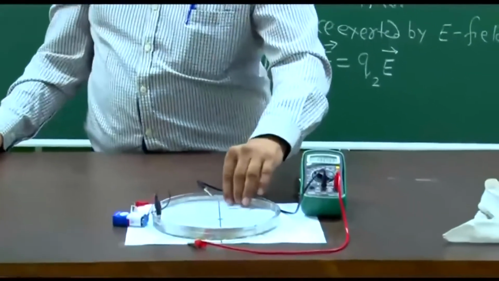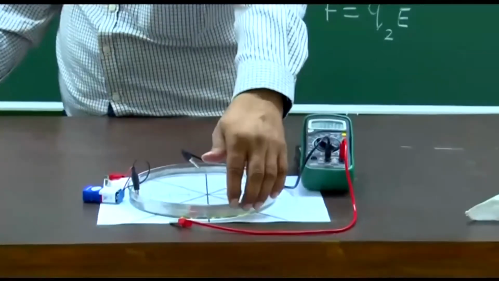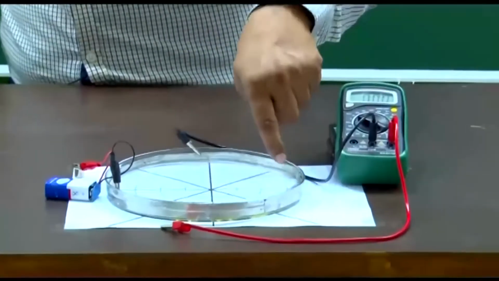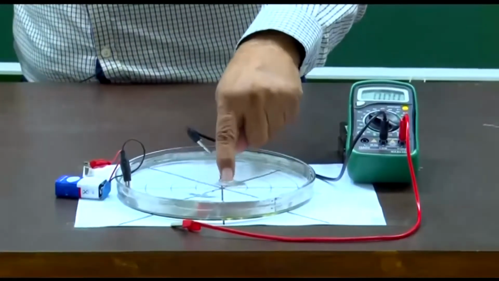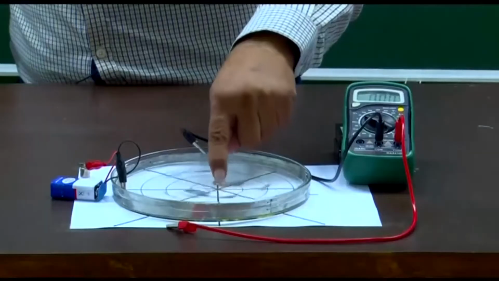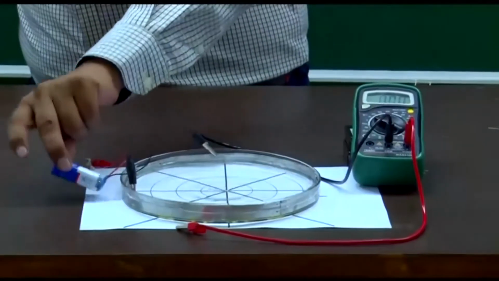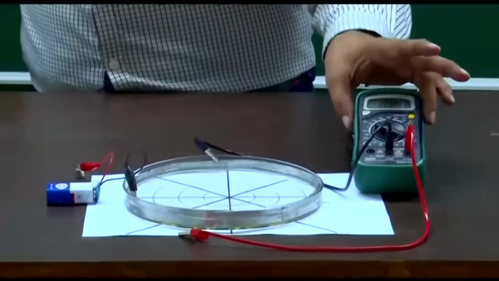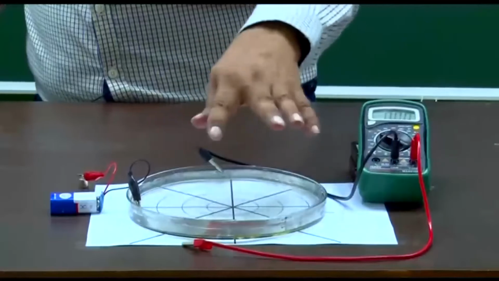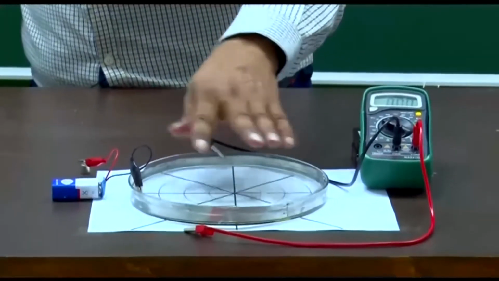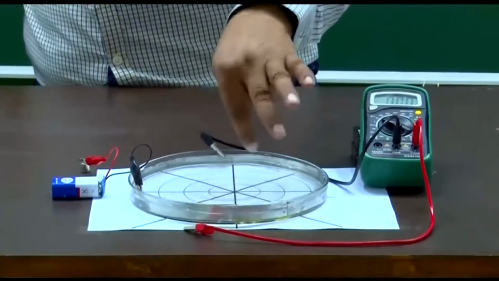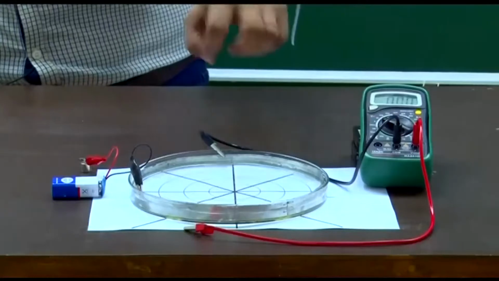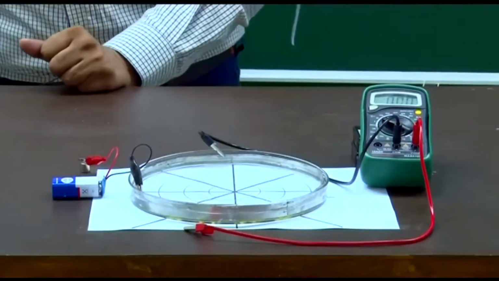We have a glass dish in which I have put some water. And then we have a battery here, we have a multimeter here, and we would like to do something with the potentials and potential differences in this. So, let us have a closer look at this apparatus.